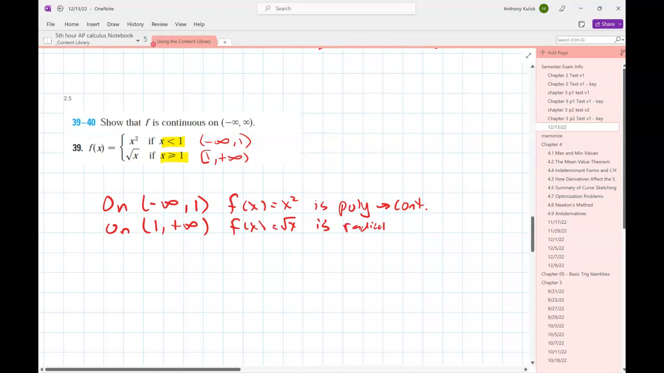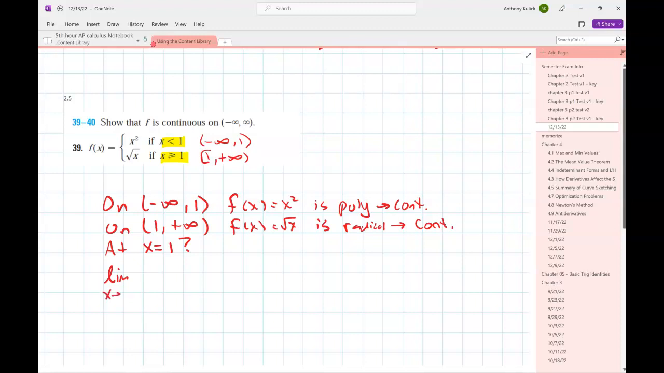And 1 to positive infinity, these are all positive numbers, which are definitely in the domain of the square root. So I know that radicals are continuous on their domain, and 1 to positive infinity is on their domain. So I know that part's continuous. The only question is what's happening at x equals 1, the boundary between the two parts. So I need to show continuity at a point.